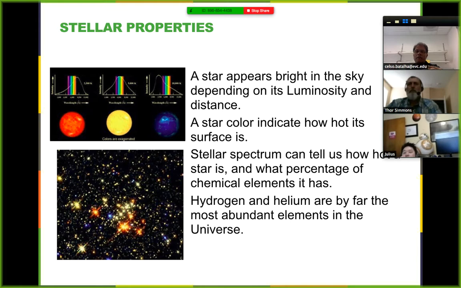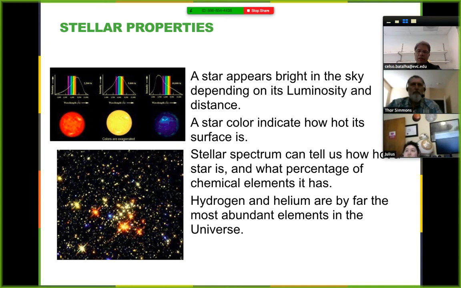Stars like this red star in my diagram here on the left-hand side, cool stars, tend to have a lot of molecules because the temperature in the gas is low enough to allow atoms to combine, forming molecules, as opposed to stars like the blue star in there, which is so hot that there are no chances of molecules being formed in the atmosphere.